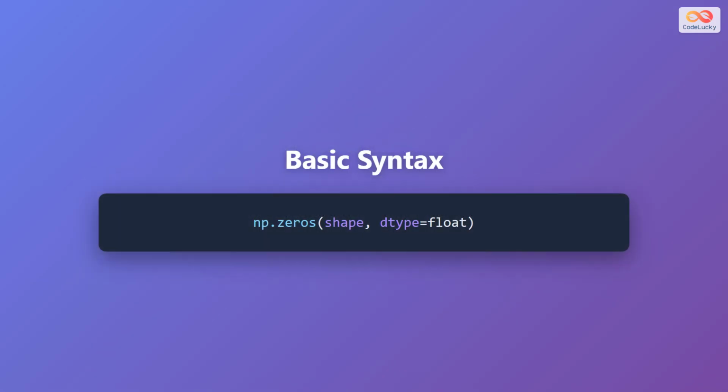Let's look at the basic syntax. The function is written as np.zeros, and it takes two main parameters. The first parameter is shape, which defines the dimensions of your array. The second parameter is dtype, which specifies the data type, and it defaults to float if you don't specify anything else. This simple syntax gives you powerful control over array creation.